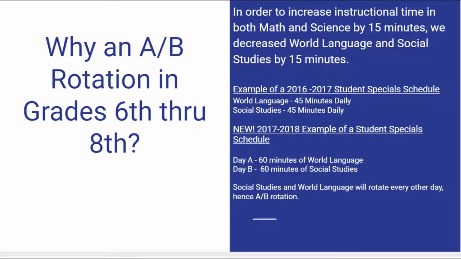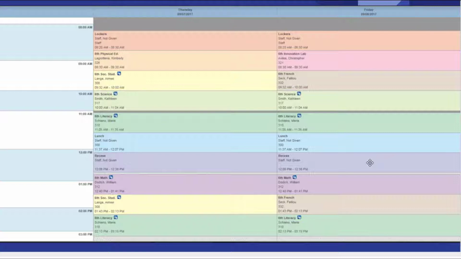Each day, students will have either a 1-hour period of instruction of world language, and then on the opposite day, a 1-hour period of instruction in social studies. This created an A-B schedule for those subject areas only. As you can see here, this student will have social studies on day A, and their world language class, French, on day B. As I mentioned before, only students in grades 6 through 8 will operate on an A-B schedule, which will rotate their social studies instruction with their world language instruction.